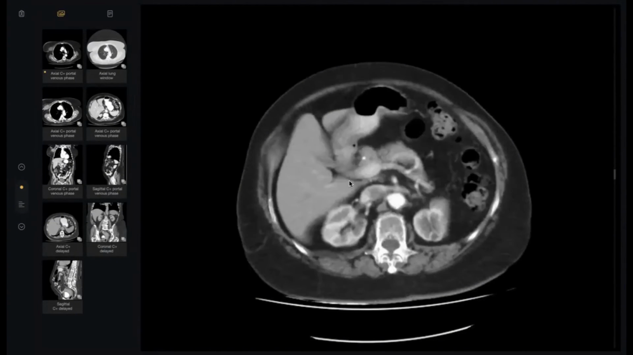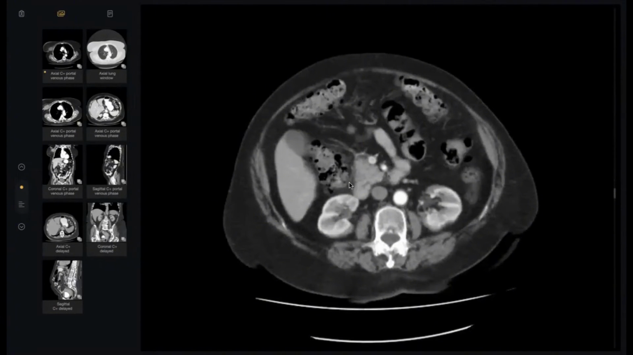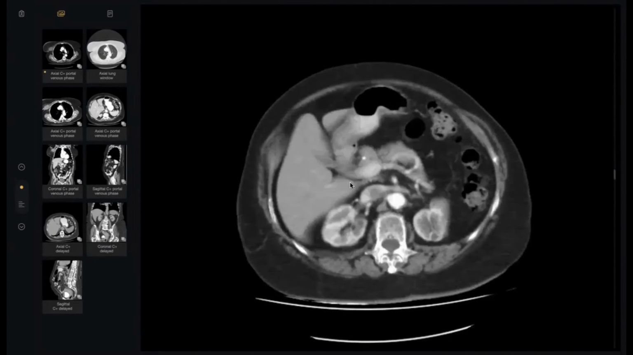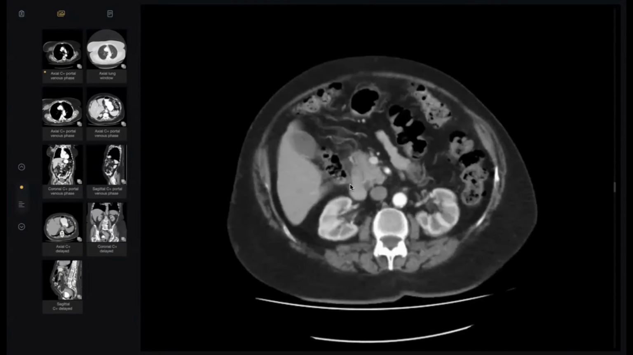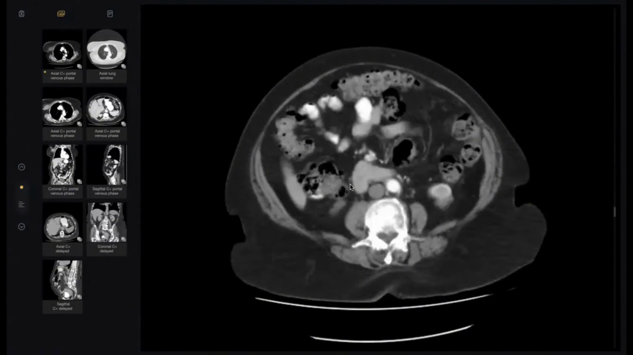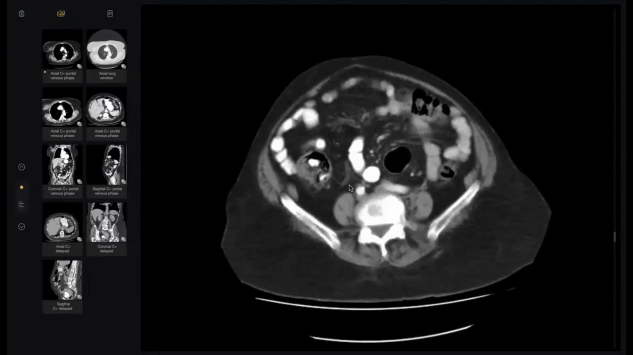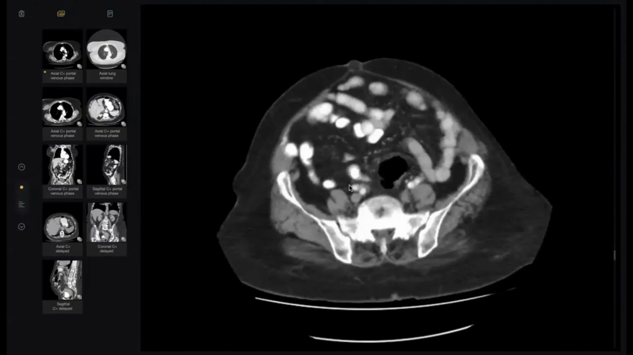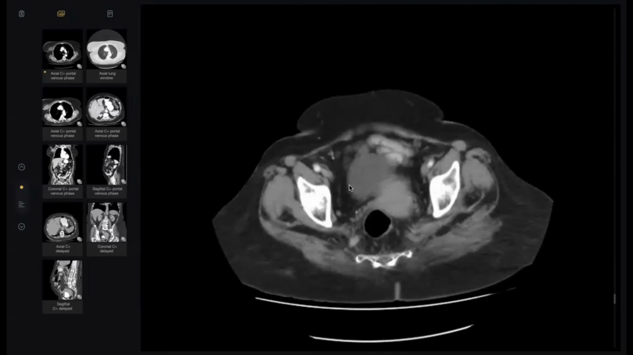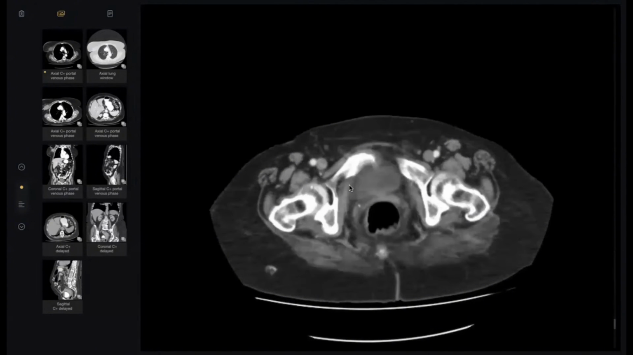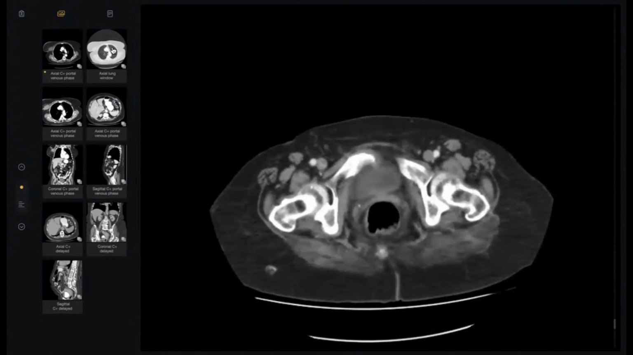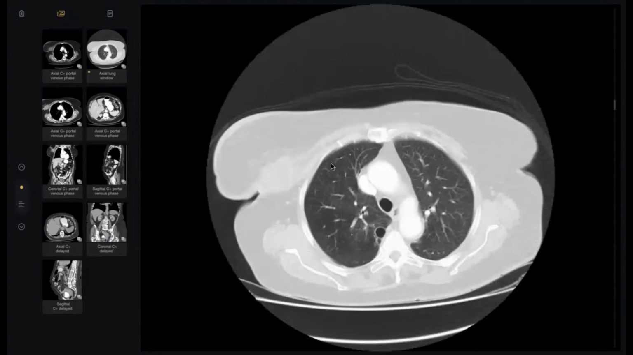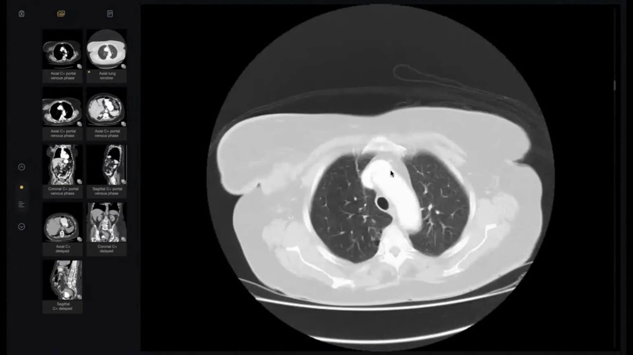The liver shows no abnormal enhancing lesion. Kidneys, adrenals, clear. Mesenteric lymph nodes are not seen. Okay, so adnexa are fine. I would like to check the lung window, looking for pulmonary metastasis that could explain the patient's presenting symptoms.